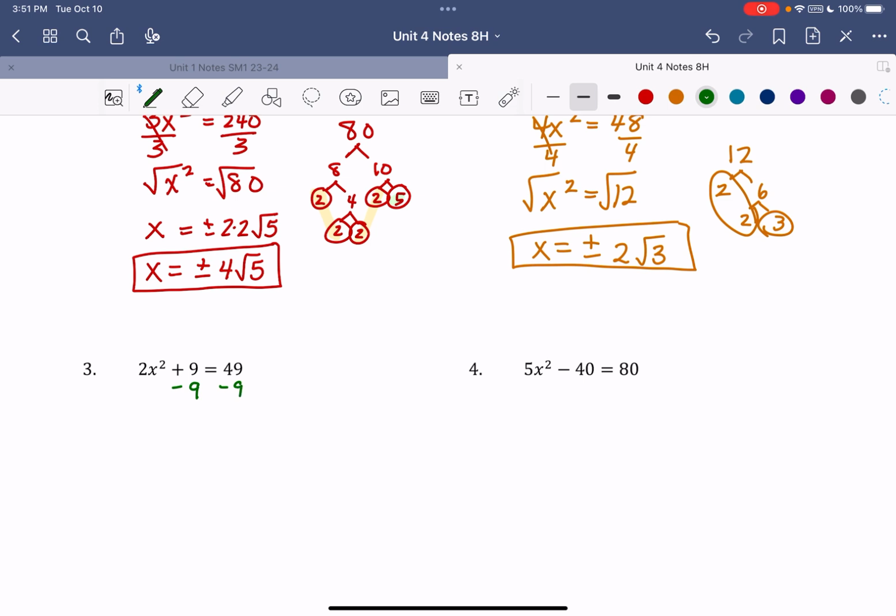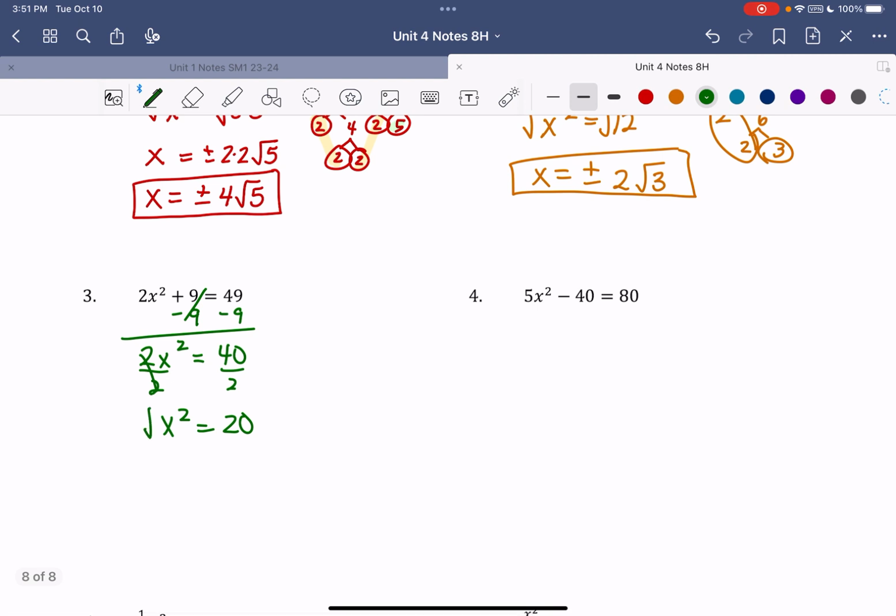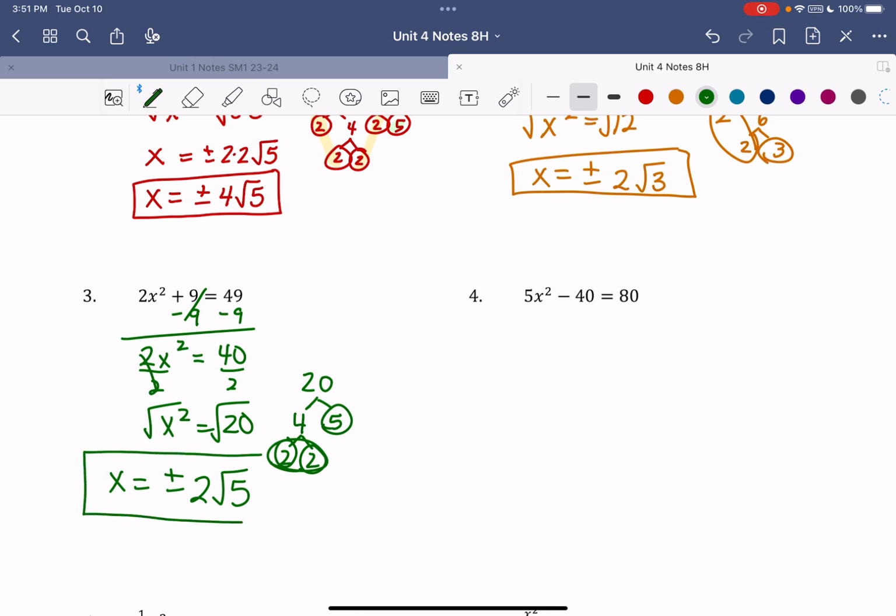Number 3, we'll subtract 9 from both sides. So 2x squared is equal to 40. Divide by 2, x squared is equal to 20. So now we have to square root, so x is equal to positive and negative, and then 20 is 4 times 5, and that's 2 times 2, so our 2 is going to break out, leaving the 5 behind. Hopefully you're getting pretty fast at breaking these down and simplifying those radicals.